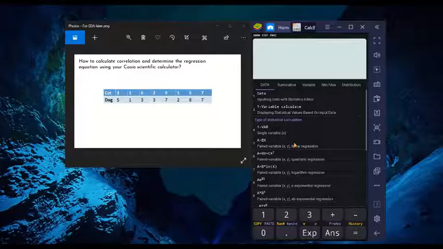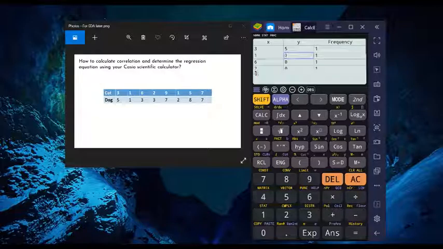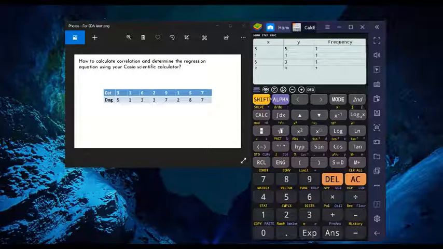So since this is a linear regression, obvious naman na ito ang kukunin natin. So kita nyo naman, x is cat, so that could be 3, 1, 6, 2, 9, 1, 5, 7. Okay? Ito naman sa y-axis, we have 5, we have 1, 3, 3, 7, 2, 8, and 7. Okay. So, now, first question is the regression and correlation.